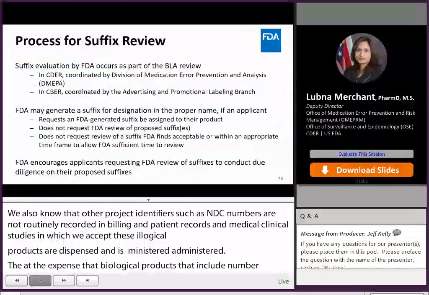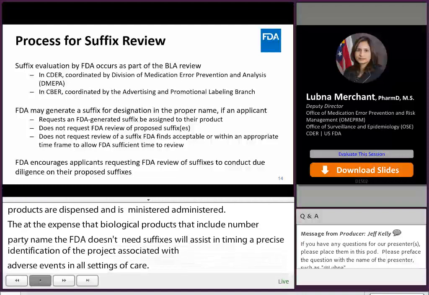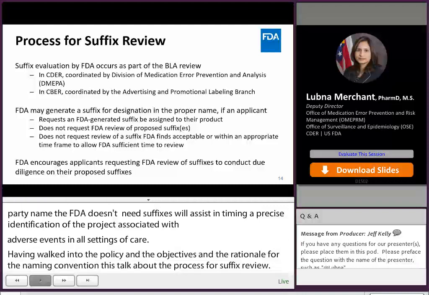So having walked through the policy and the objectives and the rationale for the naming convention, now let's talk about the process for the suffix review. Suffix evaluation by FDA occurs as part of the BLA's review cycle. In CDER, it's coordinated by the Division of Medication Error Prevention and Analysis. In CBER, it's coordinated by the Advertising and Promotional Labeling branch.